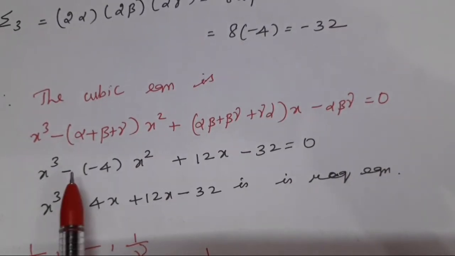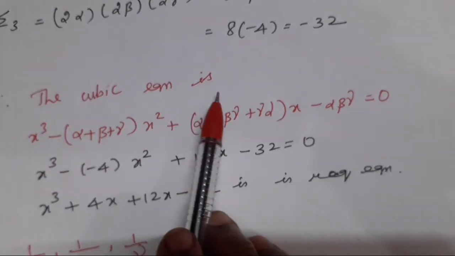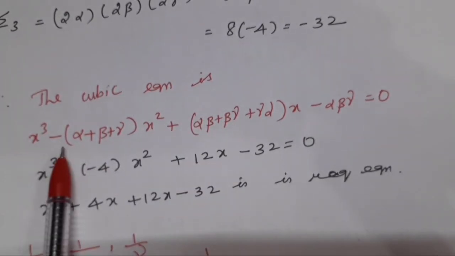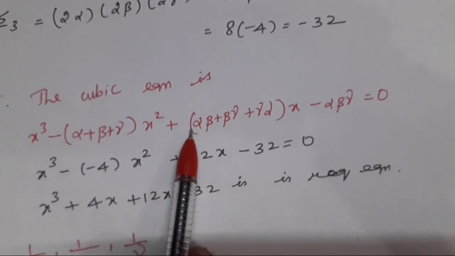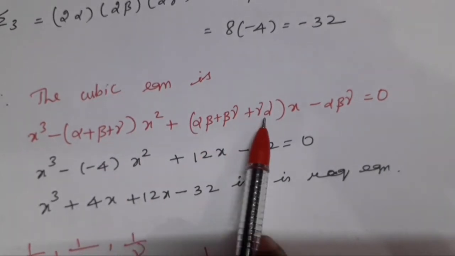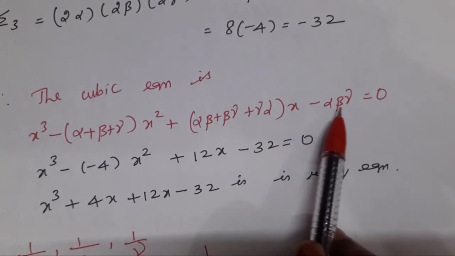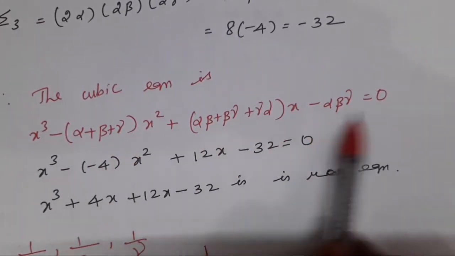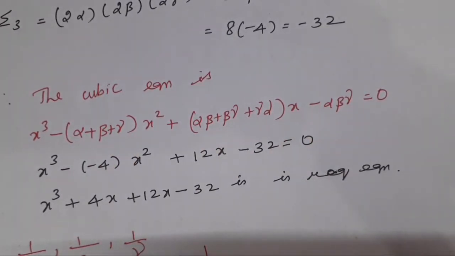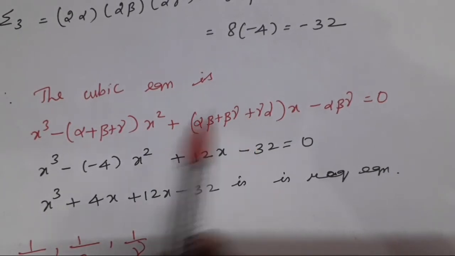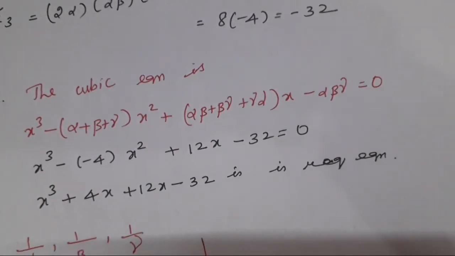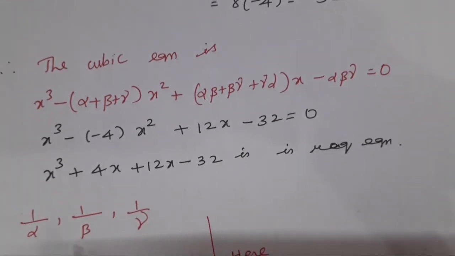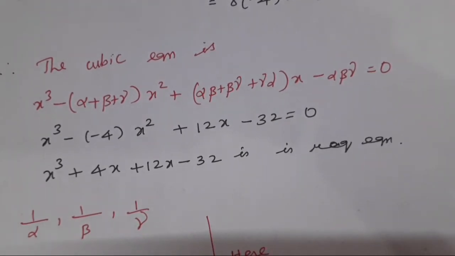Therefore the cubic equation is x cube minus alpha plus beta plus gamma into x square plus alpha beta plus beta gamma plus gamma alpha into x minus alpha beta gamma. This is nothing but the beta formula. So this is the beta formula for the cubic equation. At the start I taught the beta formula for the quadratic equation as well as the cubic equation. So remember and learn the two formulas. One more, the fourth degree, is also coming for the sums.